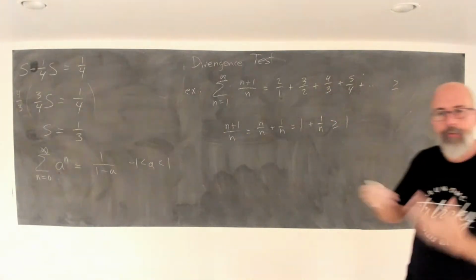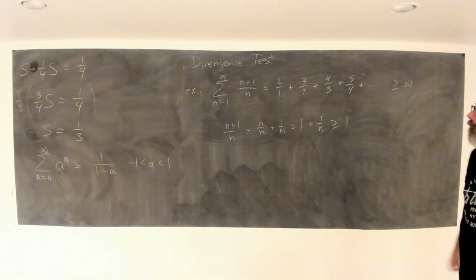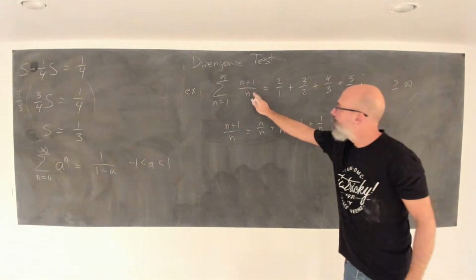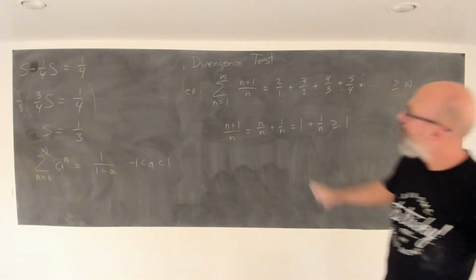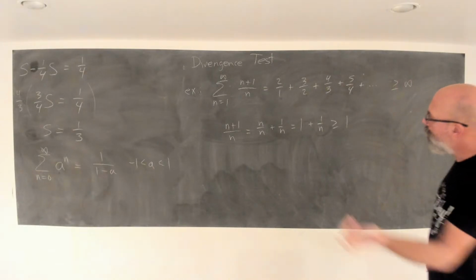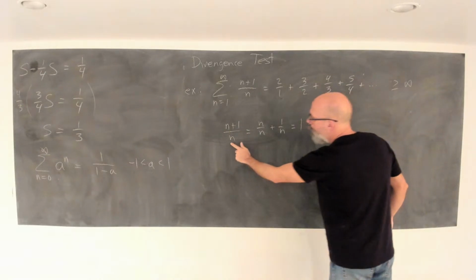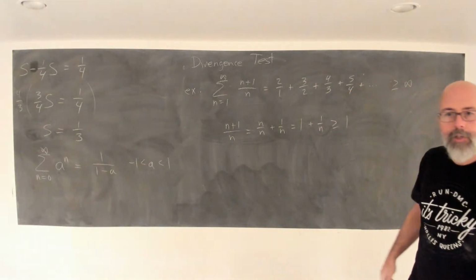So this is going to be bigger than or equal to 1 plus 1 plus 1 plus 1, and so on. If you're adding 1 infinitely many times, of course, you're going to get infinity. So this series must be infinity. This series diverges. And that happens because the terms are not getting closer and closer to zero.